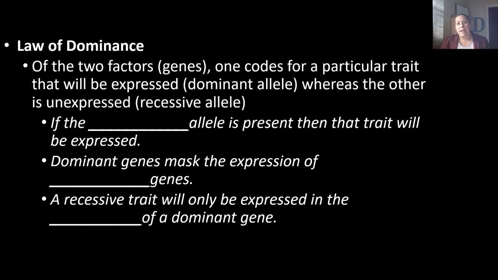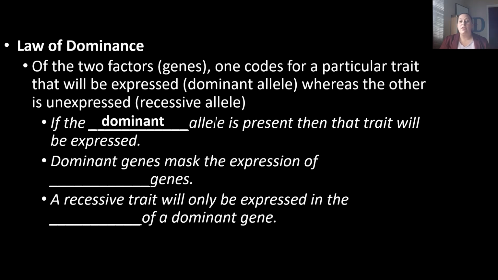The next law that he came up with was the law of dominance. Of the 2 factors, the 2 genes that are present, one codes for a particular trait and it will be expressed, known as the dominant allele, whereas the other is the unexpressed or recessive allele. So if the dominant allele is present, you're going to see it. This is what he's telling us.